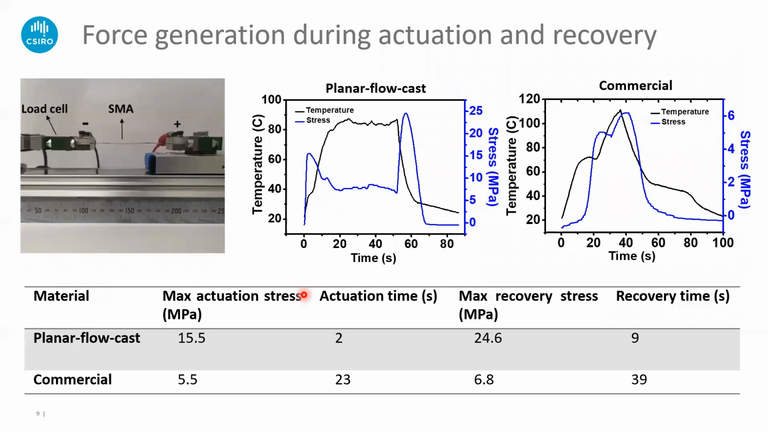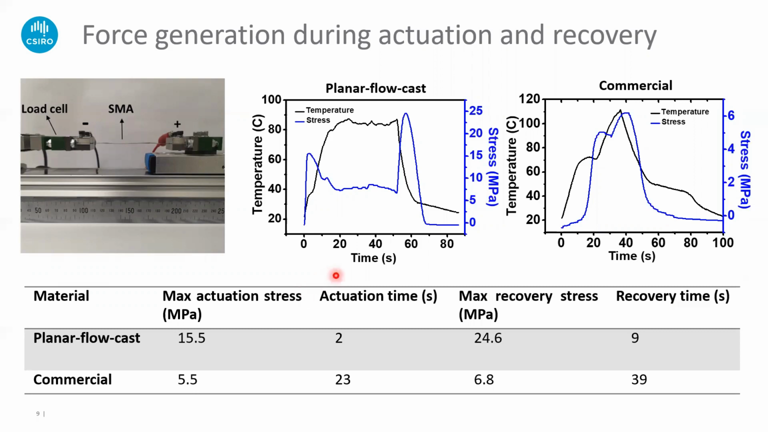We also set up a measurement procedure to measure the force generation during the actuation and the recovery. So we use two clamps to fix or constrain the material, and when the current is on, it tries to recover back into the V shape, but it has been constrained. So the force generated during the shape changing can be recorded by the load cell.